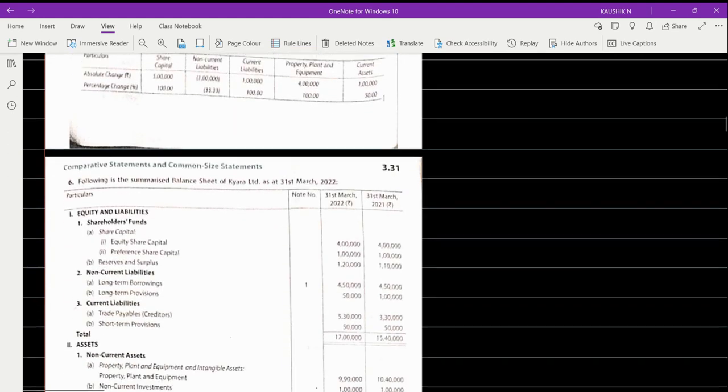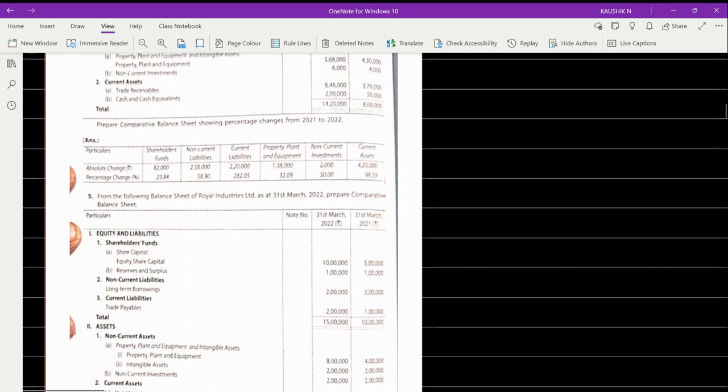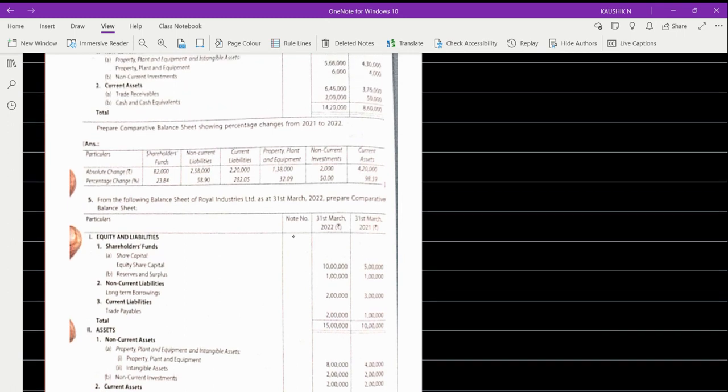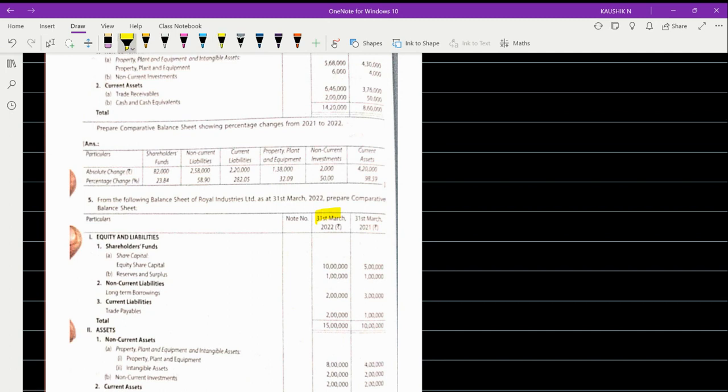But one thing to ensure is, before you start the format, make sure in the given question what is the current year and what is the previous year and how the projection is. Look here. If you see, here it is 31st March 22 and then 21. So that means they have given the current year column first and the previous year column second. If this is the case, there needs to be an interchange of the columns.